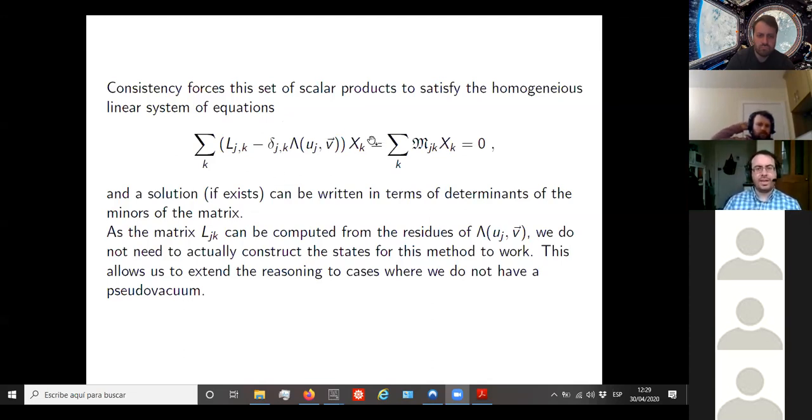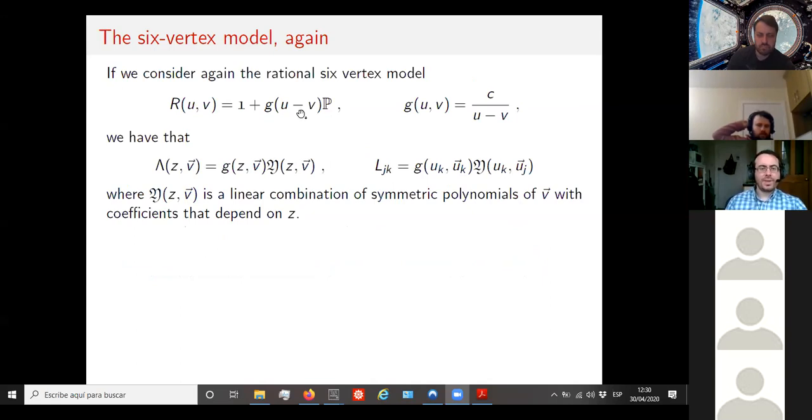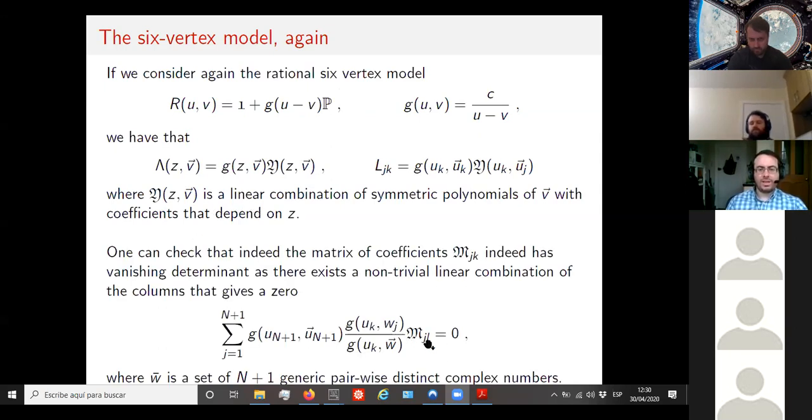At least when you have scalar products between on-cell and off-cell, it's because they have to satisfy this kind of homogeneous linear system of equations. And you can check what happens in the 6-vertex model, where the eigenvalue lambda is just this g times a linear combination of symmetric polynomials. And you can prove that one of the columns of this M can be written as a linear combination of the other columns, proving that the determinant of this M in the 6-vertex model is indeed zero.